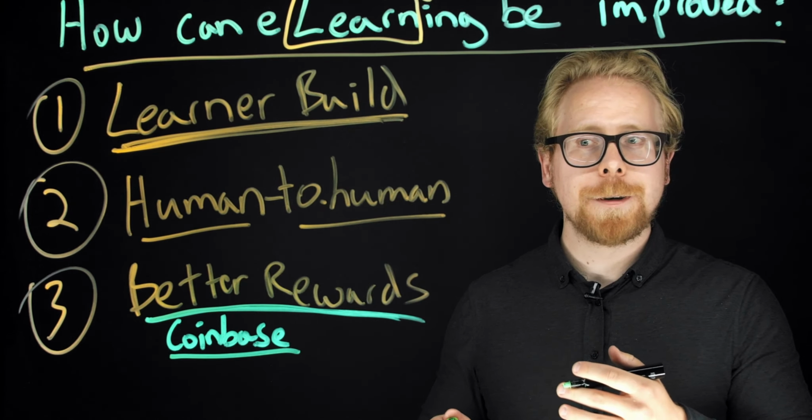So really, you need to combine a couple of these things. To build a better e-learning program or just improve e-learning in general, you have to be learner focused, have a human-to-human component, and offer better rewards. Let's go to number 4.